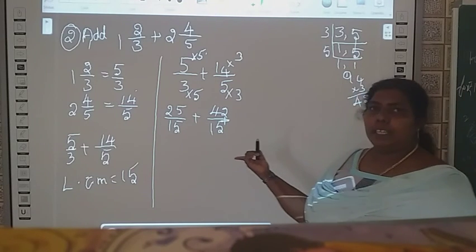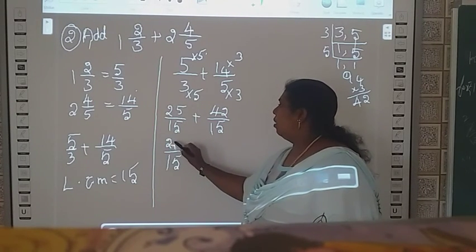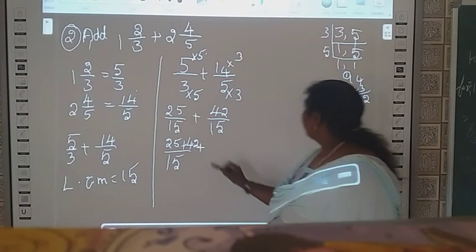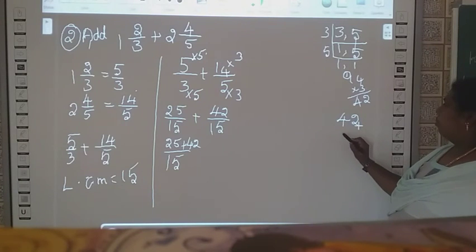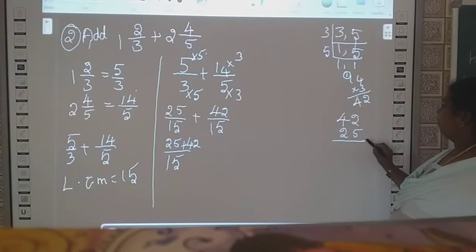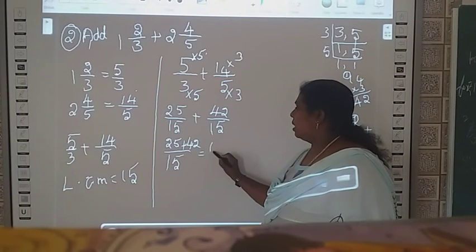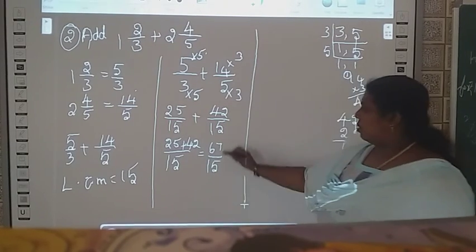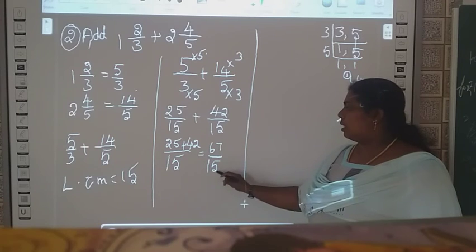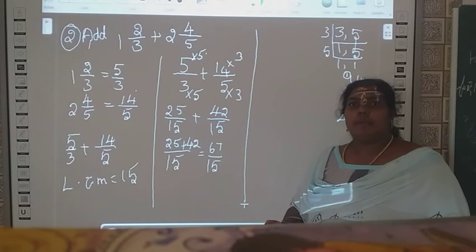Next step, we have to add the numerator values. Denominator is equal, 15. 25 plus 42. Add these two values, 42 plus 25. 7, then 4 plus 2, 6. That is 67. Equal to 67 divided by 15. It's not possible to reduce these two values, 67 and 15. Now because this is an improper fraction, right? So we can change it to a mixed fraction.